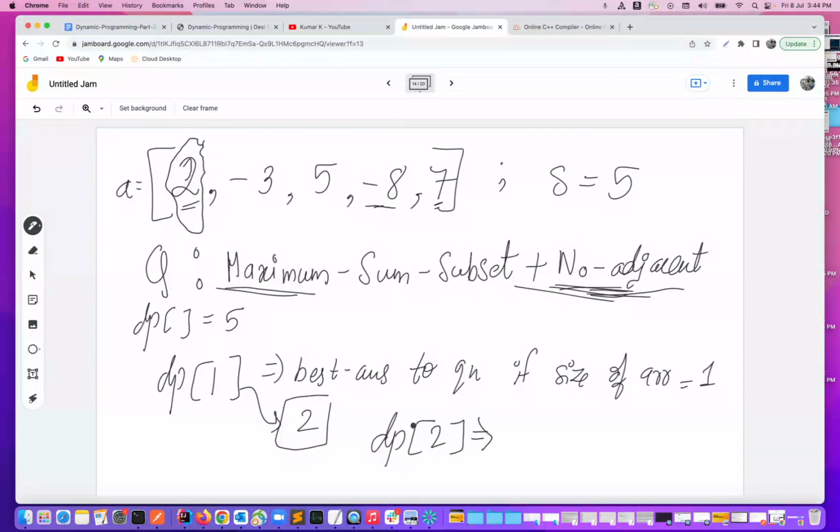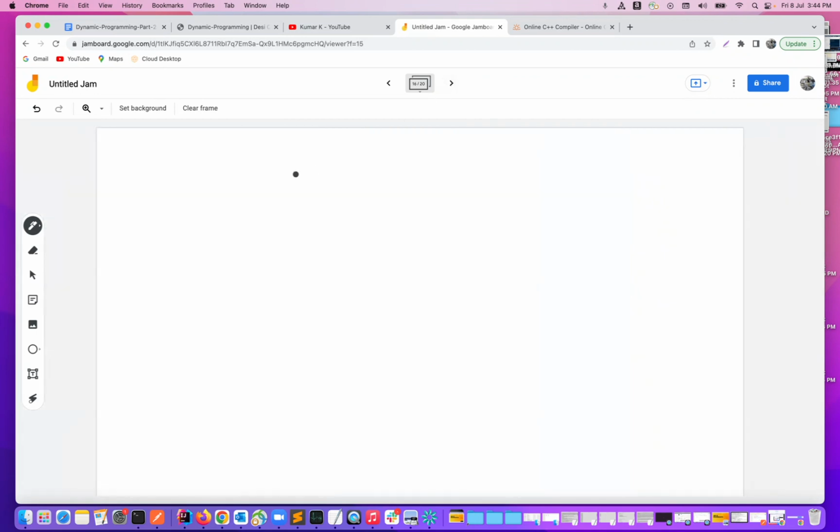dp of 2 means the best answer to the question if the size of the array is 2, guys. So if the size of the array was 2, how would the array look? The array would look like this: 2 and minus 3. What would be the best answer? What is the maximum sum subset in this array such that no two elements are adjacent?